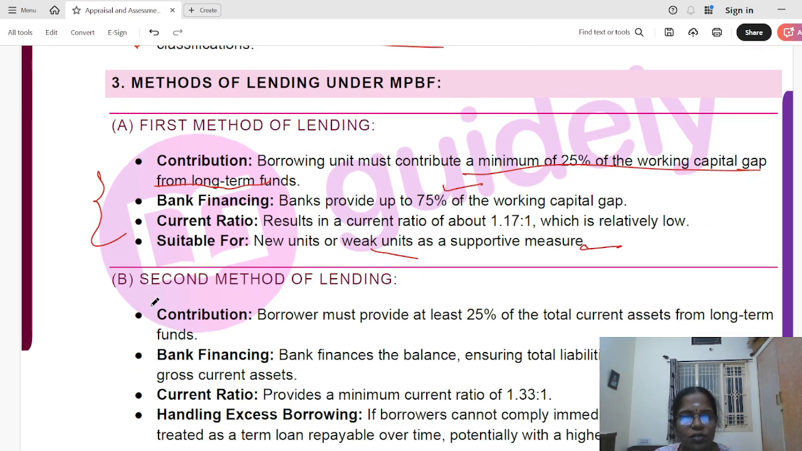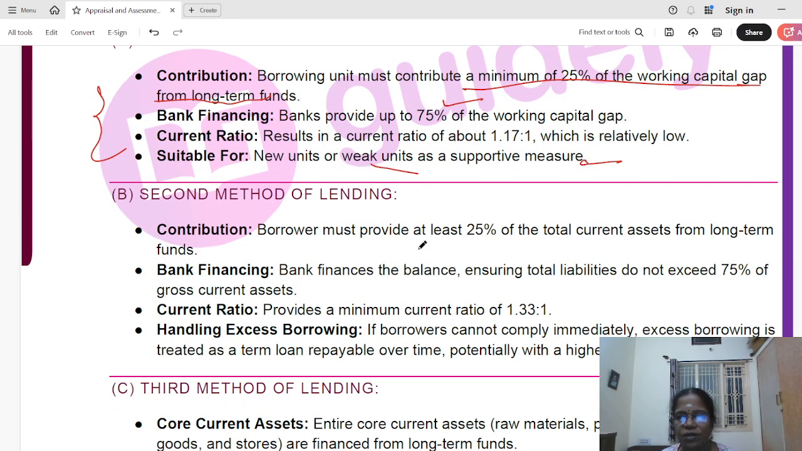Second method of lending: borrower must provide at least 25% of the total current assets. Total current assets க்கு 25% கொடுப்பாங்க. இது வந்து long term funds. Bank financing: bank finances the balance. Remaining 75% bank will fund. Ensuring total liability, அவங்களோட total liability எவ்வளோ இருக்கக்கூடாது, 75%க்கு மேலே exceed ஆயிருக்கக்கூடாது. So do not exceed 75% of the current assets. அவங்களோட current assetல total liability 75%க்கு மேலே exceed ஆகக்கூடாது. இதுக்கு என்ன minimum current ratio, standard ratio is 1.33:1.